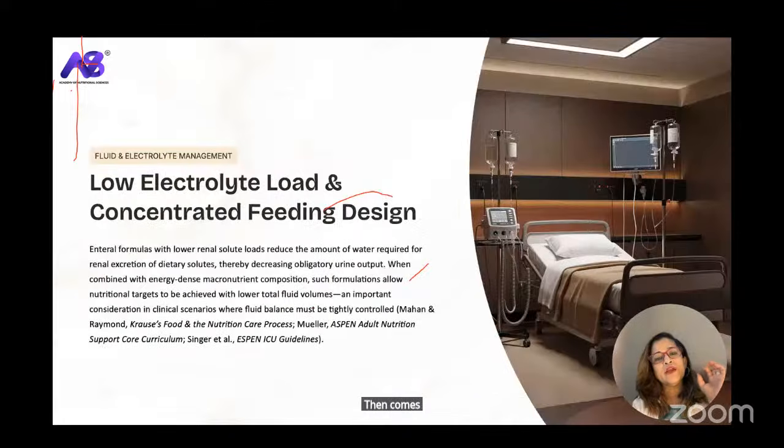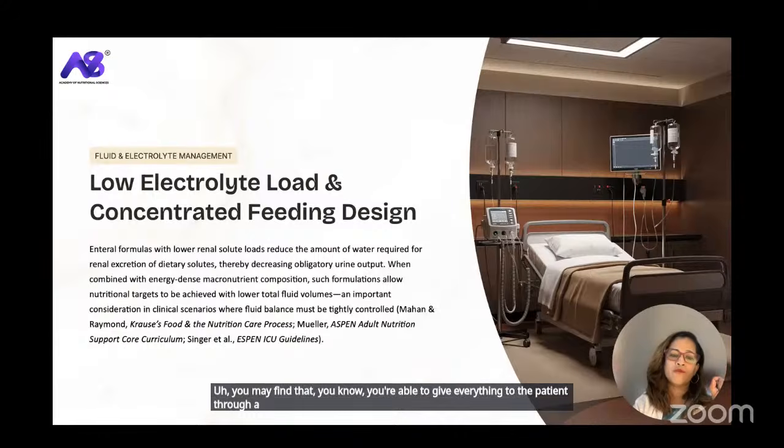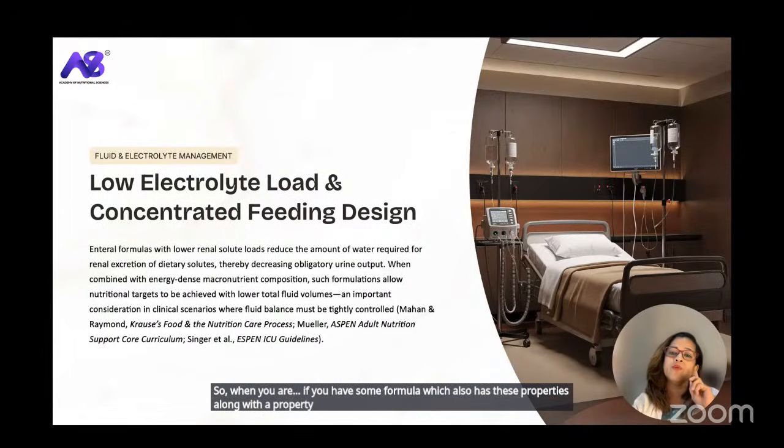Then comes the enteral formula. Sometimes you want to choose your formulas with a low renal solute load, because you may find that you're able to give everything to the patient through a particular formula, but that particular formula, which is like your best formula to use, may have a very high electrolyte content, and then you are stuck.